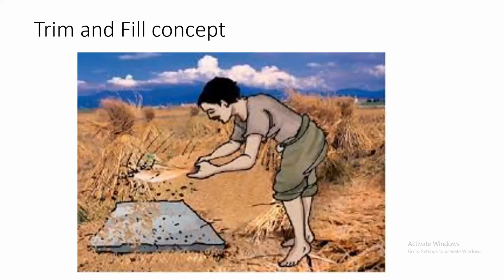Now put the researcher in the shoes of the farmer. This is exactly what the farmer is going to do, what the researcher is going to do in the trim and fill. He will add in 5 good grains to normalize the funnel plot, and see how he's going to do it.